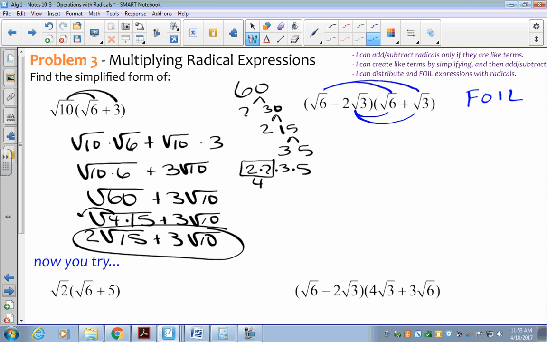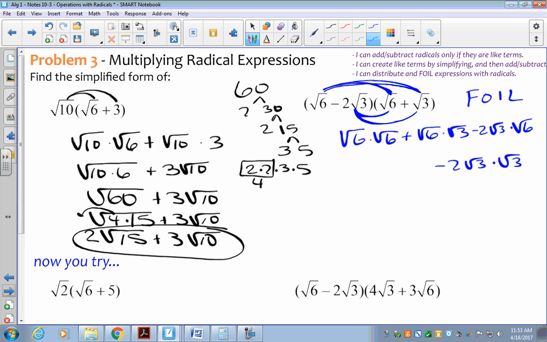So I'm just going to write it as it is. So it's root 6 times root 6. It's root 6 times root 3. Then it's negative 2 root 3 times root 6. Oh, I'm running out of room. And then it's negative 2 root 3 times root 3.